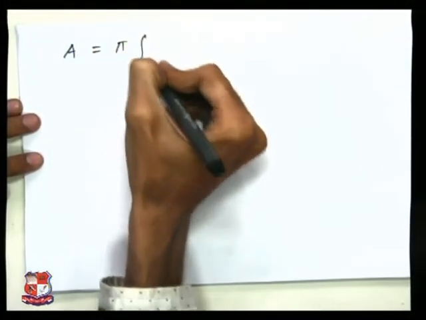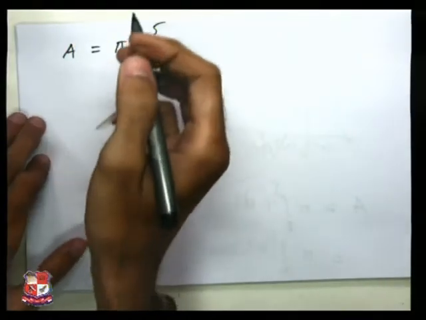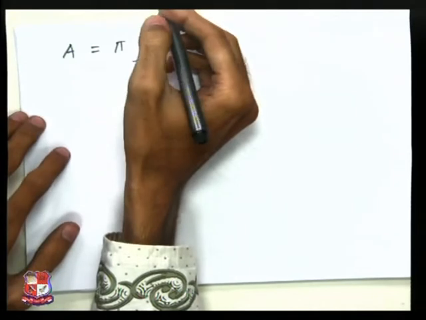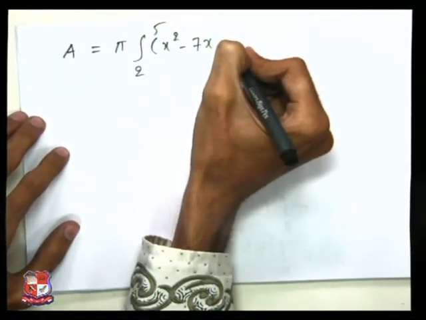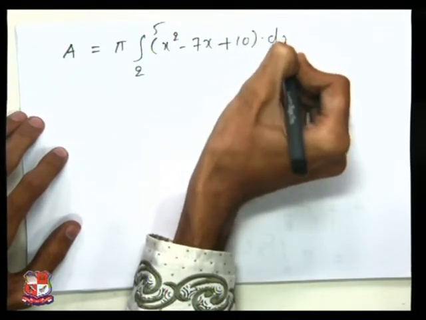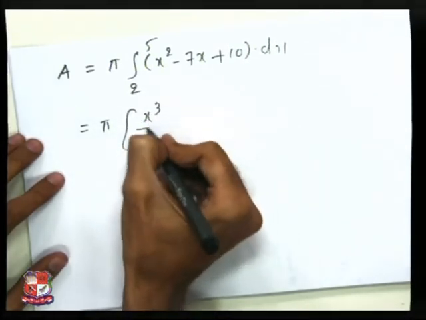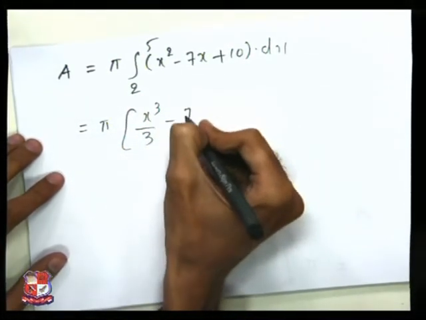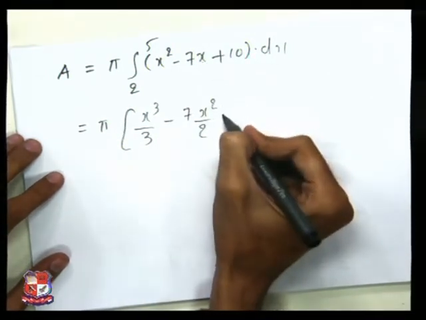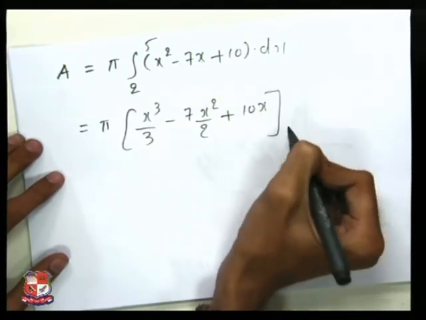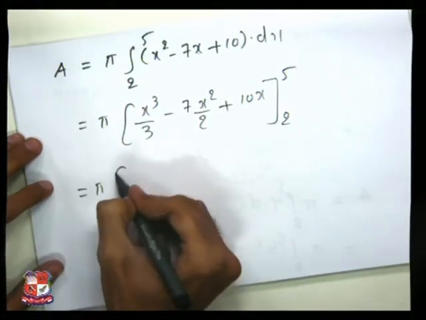pi, again I am writing the same step, 2 to 5 x square minus 7x plus 10, right, into dx. So this is pi integration of x square, that is x cube by 3, minus 7x square by 2 integration of, that is x square by 2, plus 10x with the limit 2 to 5. This is equal to pi.